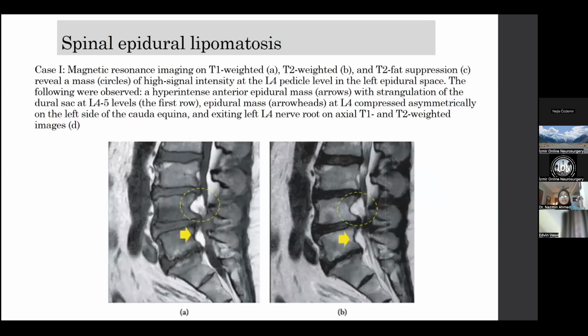Sometimes, rarely, spinal epidural lipomatosis can mimic PLID clinically. Radiologically, we can differentiate it easily because fat exhibits hyperintense signal change in both T1 and T2 images. But clinically, the patient can come to me with complaints of lumbago with sciatica. So from that perspective, it can mimic PLID.